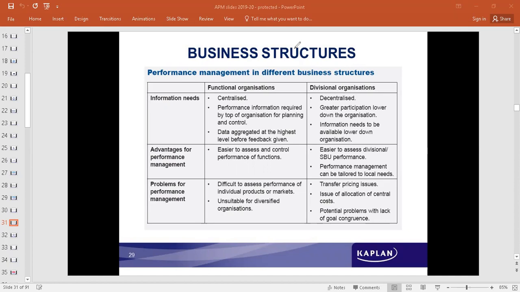One advantage for divisional organization is that they feel more motivated because they are more focused on their individual department. They feel that their decision, their feedback is more important for planning, and they feel motivated. Everybody actively participates, so there is better performance in divisional organizations. In case of functional organization, there is better control over the affairs of the business.